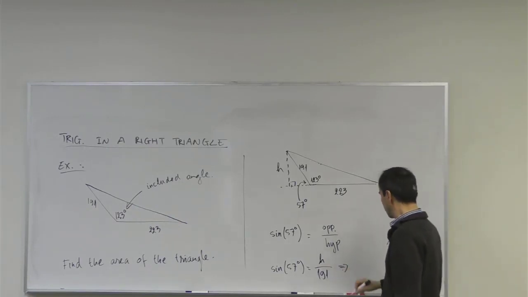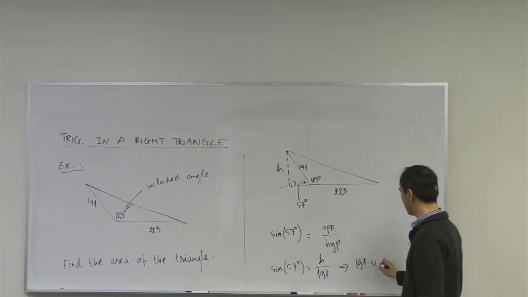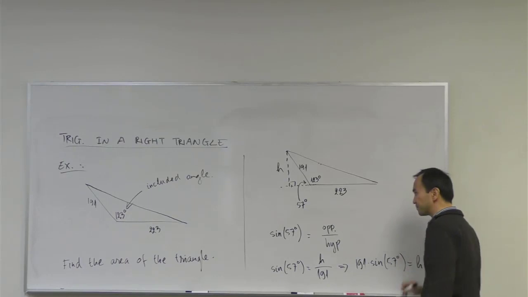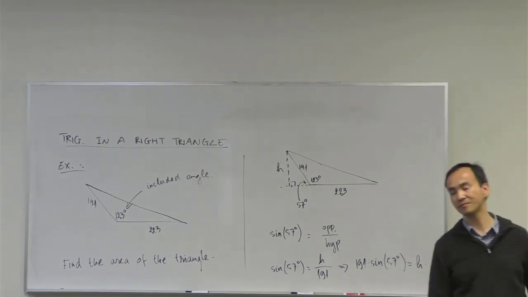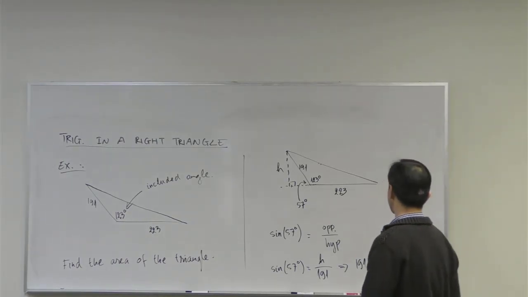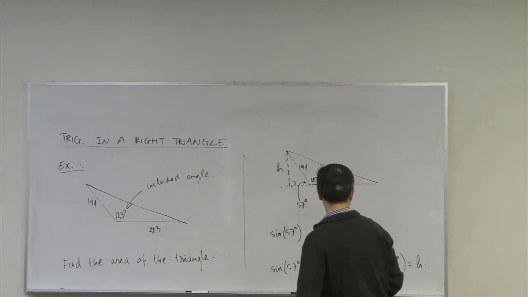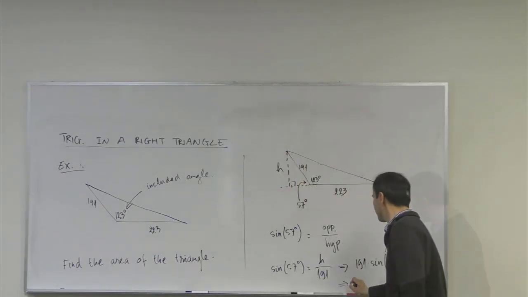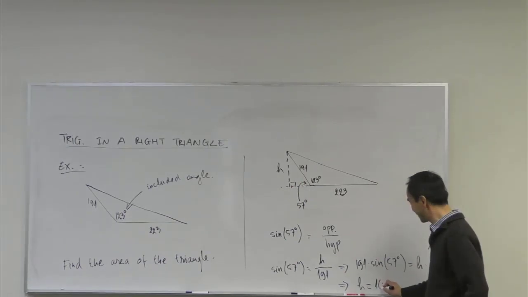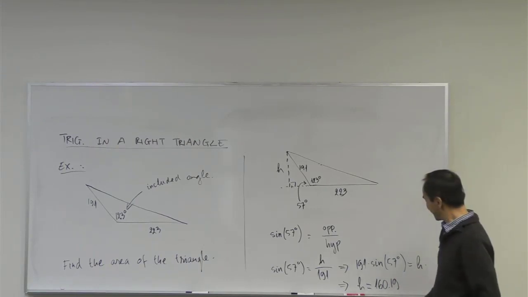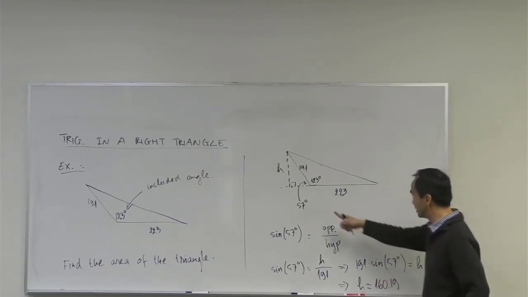Now looking at 191, if I multiply it to the other side, multiply with the sine of 57 degrees, that equals h. So the plan here is to get the altitude h. That gives 160.19. So that's the length of your altitude.